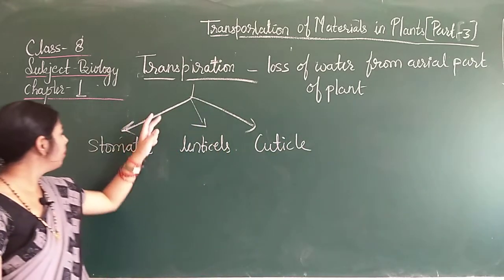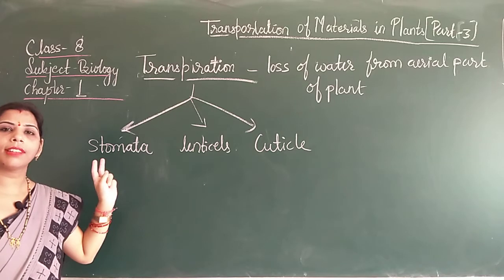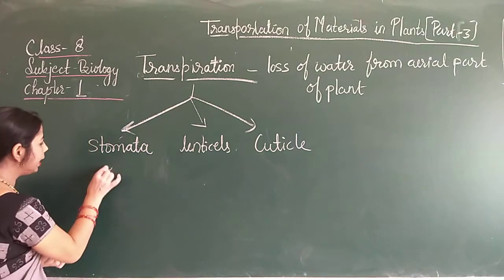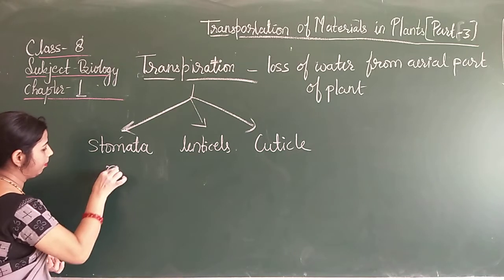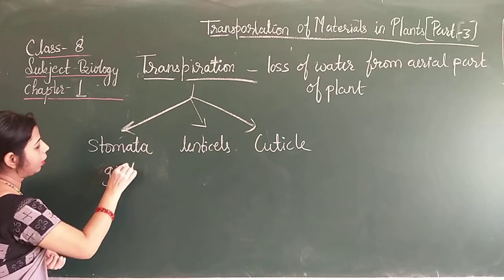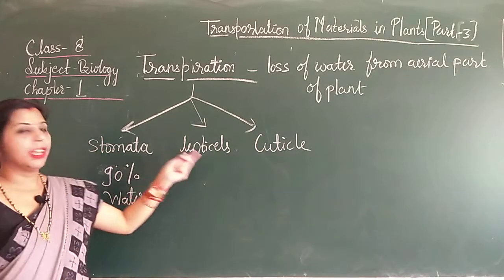Now, the main transpiration occurs through the stomata. It is present on the surface of the leaves, and tiny pores are this. About 90% of water is released by the stomata.